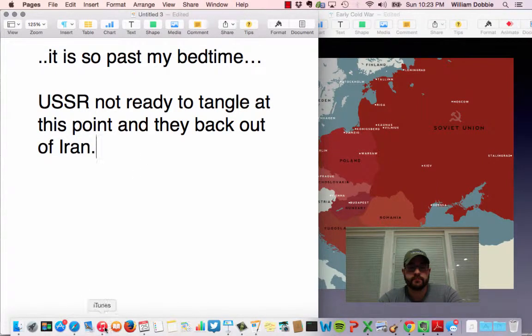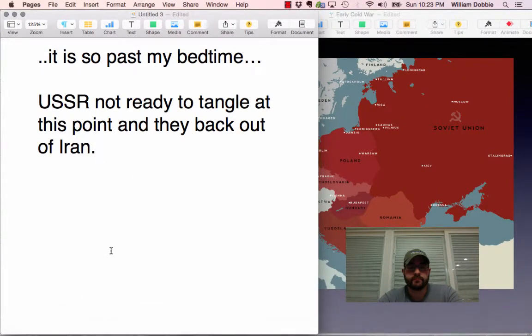Remember, everything else they're doing in Eastern Europe, they're claiming there are free elections. They're just voting for communists, right? They're freely giving the choice, and they're choosing communists. If they went into Iran and stayed there and wouldn't leave, even when requested by not only Britain and America but the Iranians as well, that could be an issue. So they do leave, but we do have a crisis.